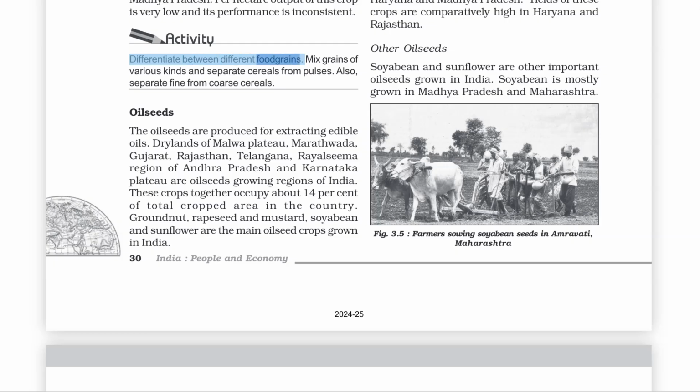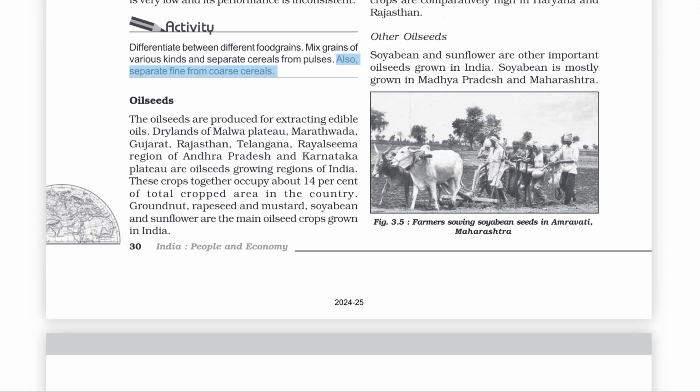Differentiate between different food grains. Mix grains of various kinds and separate cereals from pulses. Also, separate fine from coarse cereals.